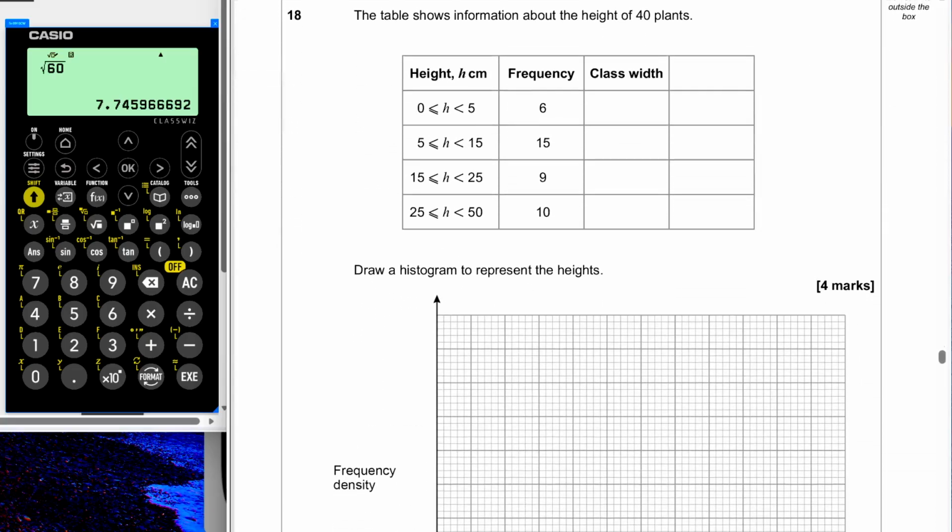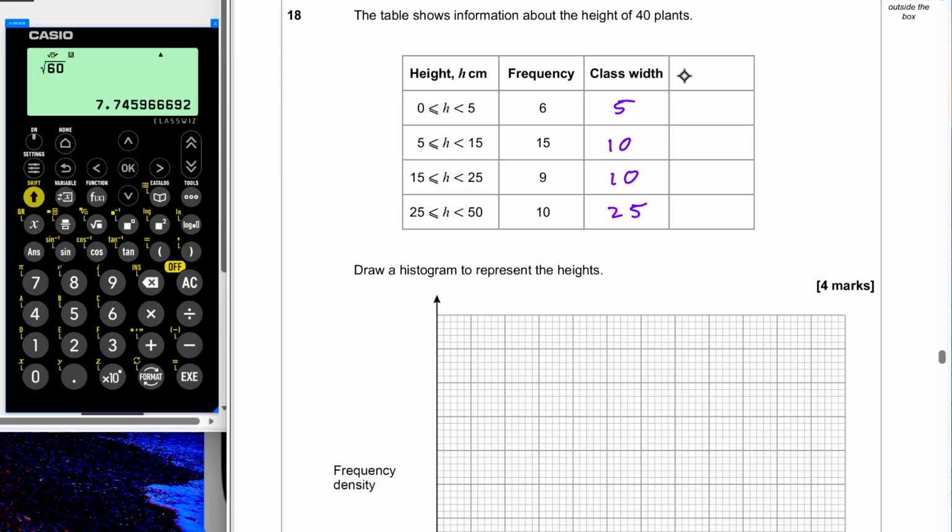Right, question 18. Table shows information about the height of 40 plants. So initial snapshot, I think this is going to be a histogram question. Okay, great. Class width, draw the histogram. So class width is 5, is 10, is 10, is 25. Let's just check those. 10, 10, okay.